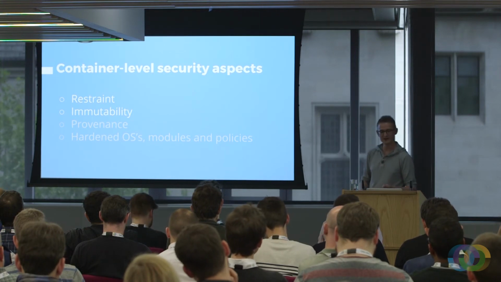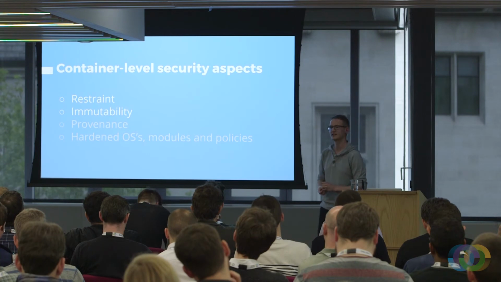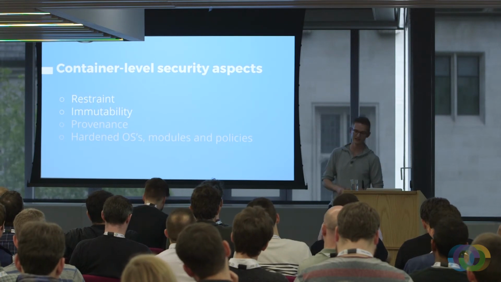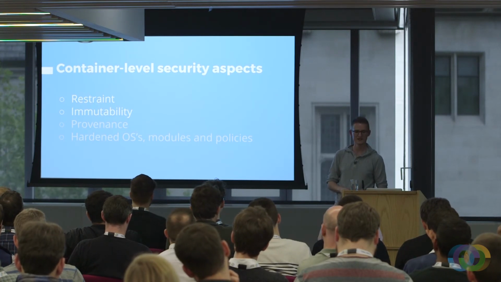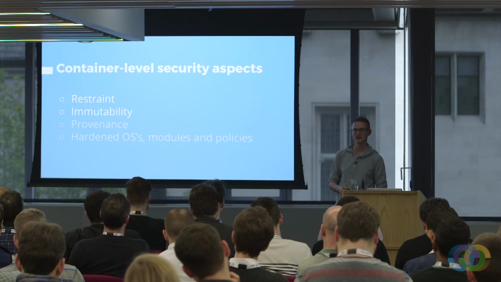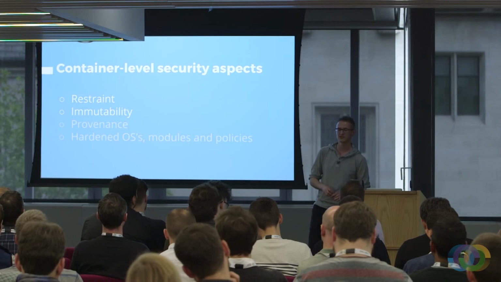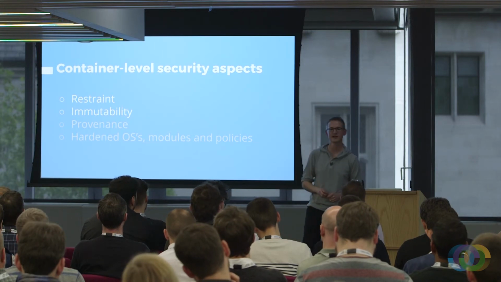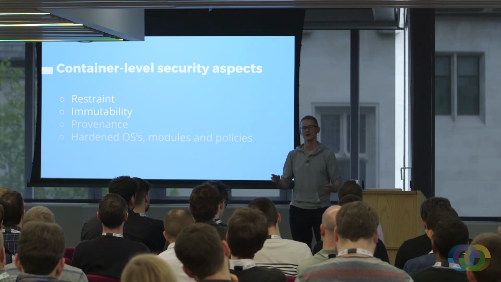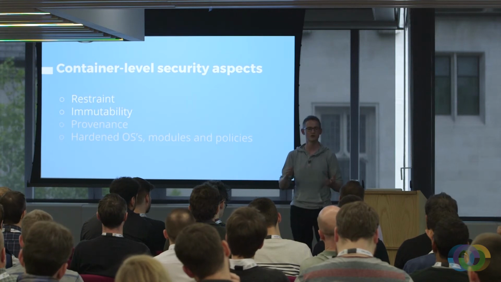And then finally, hardened OSs. So we've got things like SELinux, which is a hardened Linux kernel out of the box. And modules and policies, so the Debian-based distributions have got things like AppArmor to try and provide extra policies to provide more fine-grained control over who can do what.